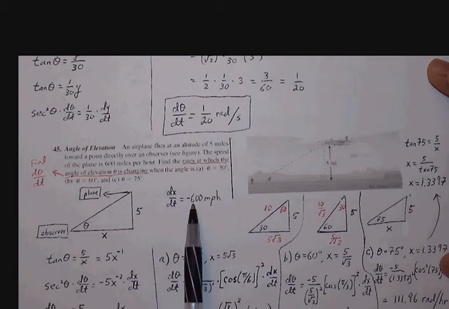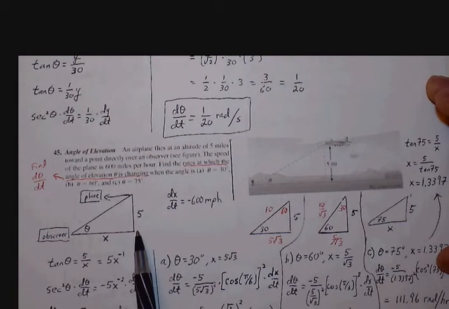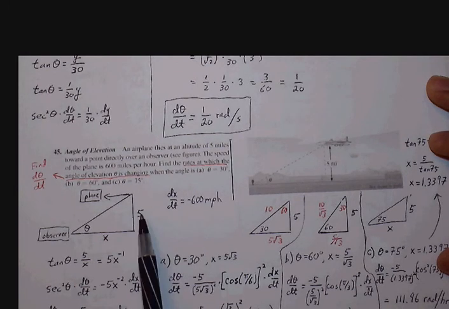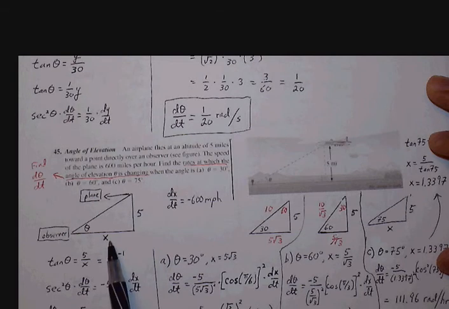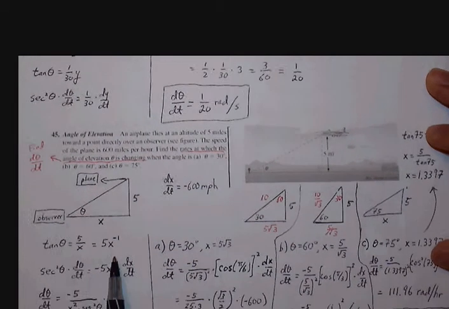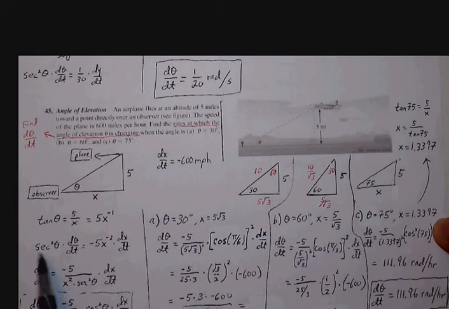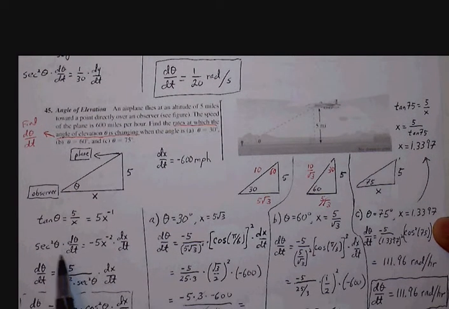We want to create a trig function that will relate these three pieces of information together. So we use tangent again. Tangent theta is equal to opposite over adjacent, 5 over x. I can rewrite this as 5x to the negative 1 to prepare it for power rule. So tangent becomes secant squared theta, d theta dt, equals negative 5x to the negative 2 times dx dt, as we go through power rule.